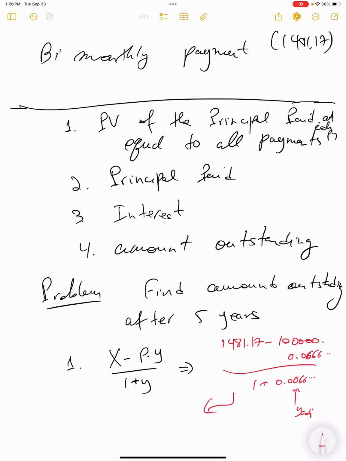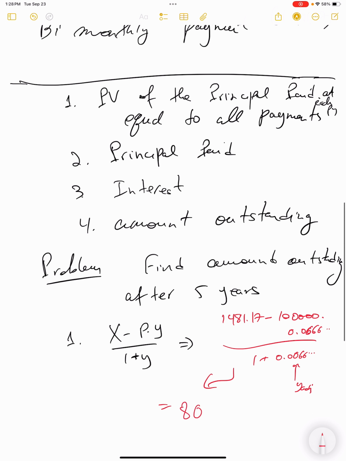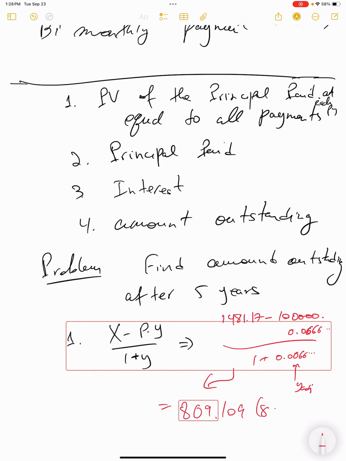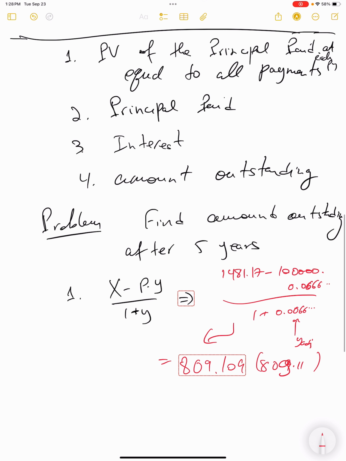And here you're going to get your coveted present value of principal paid, which is going to be 809,109 or 809.11. Okay? Like this. Great. So we found this, and it is going to be constant across all payments. So you can actually use that in order to find the principal paid at each payment.